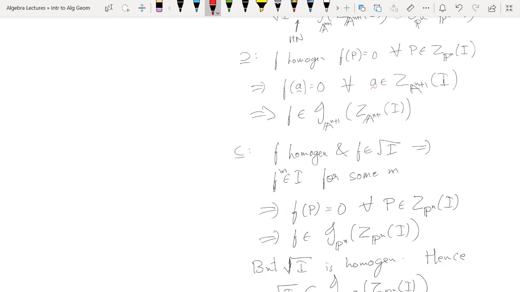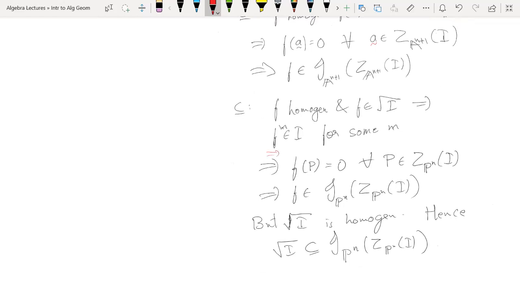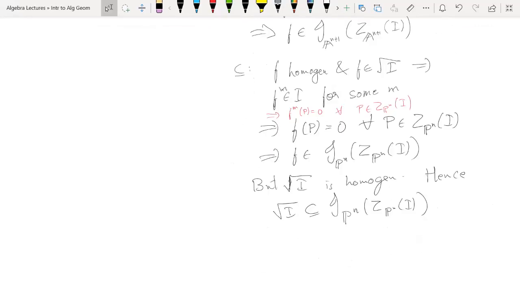So technically, it's f^m(p) equals 0 for all p. But if f^m(p) equals 0 for all p, then f(p) also equals 0. So maybe one should do here f^m(p) equals 0 for all p in Z_{P^n}(I). But we are talking about a field, so if f^m vanishes, then f also vanishes.